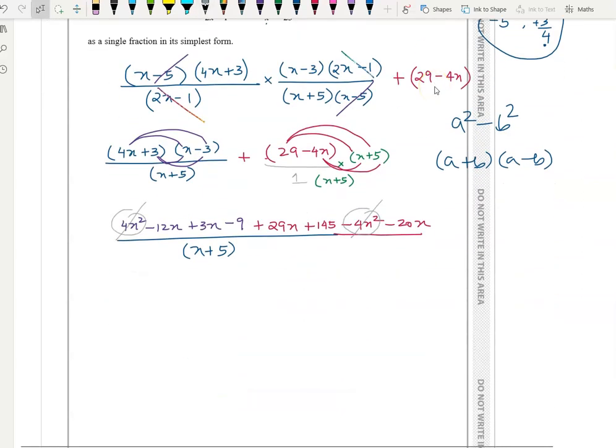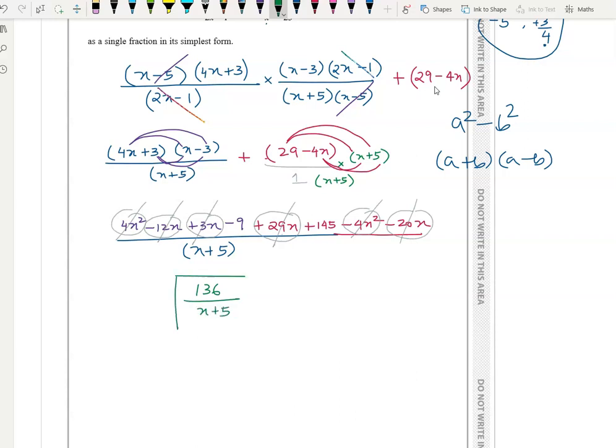Then we have all the like terms to be combined. We need to combine minus 12x plus 3x plus 29x and minus 20x. So 29 minus 20 is 9, 9 plus 3 is 12 and minus 12. So all this will get cancelled. So I'm left with only 145 minus 9. 145 minus 9 gives me 136 and a denominator x plus 5.